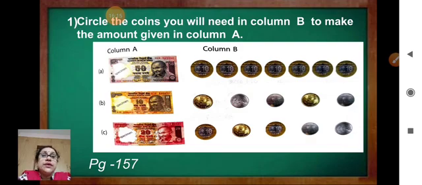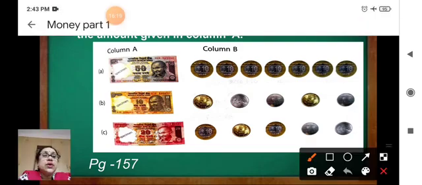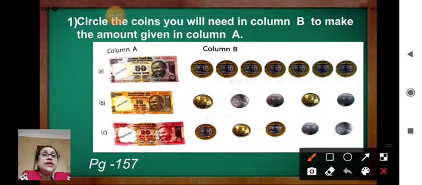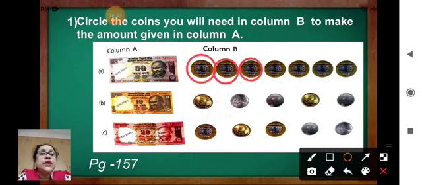Now page 157, circle the coins you will need in column B to make the amount given in column A. Now look here, column A, 50 rupees note, 10 rupees and 20 rupees. Now in column B you have to match it. Okay, you have to circle to make this combination. Now 50 rupees, how many 10 rupees you will need? 1, 2, 3, 4, 5. Okay, 5 10 rupees will make 50.